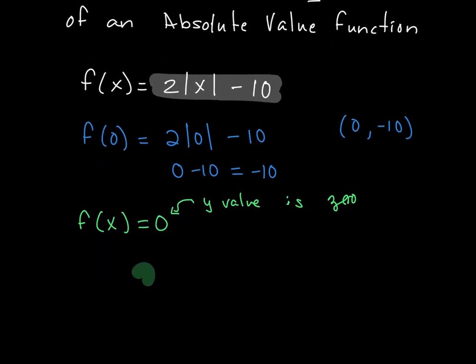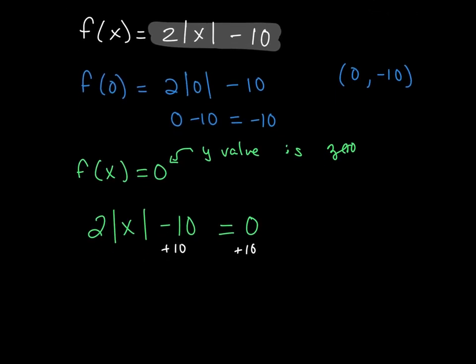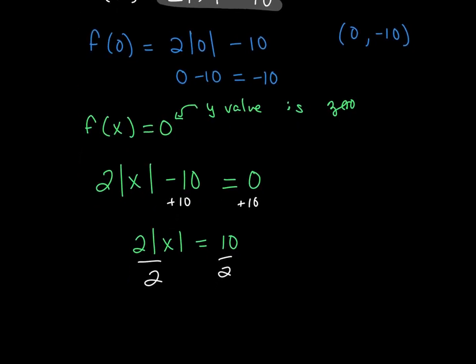So that becomes 2 times the absolute value of x minus 10, and I want to know where this is equal to 0. How I find that is by adding 10 to both sides, and now you are left with 2 times the absolute value of x is equal to 10. I divide both sides by 2, and now I'm left with the absolute value of x is equal to 5.